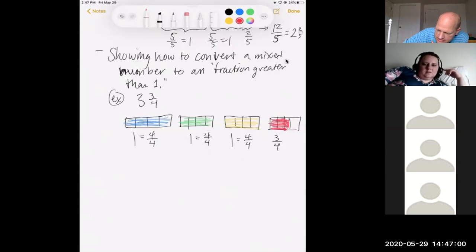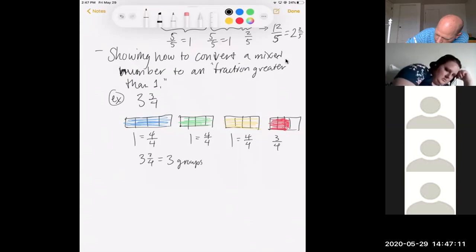Now that's the number of fourths that we want. Okay, so we're going to count them all up. So we have 3 3/4 could be equal to 3 groups of 4/4 plus the 3/4, which is equal to 3 3/4. Okay.